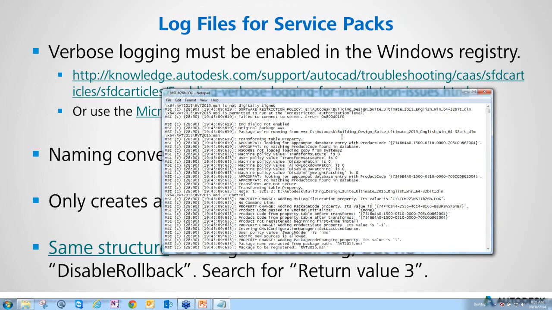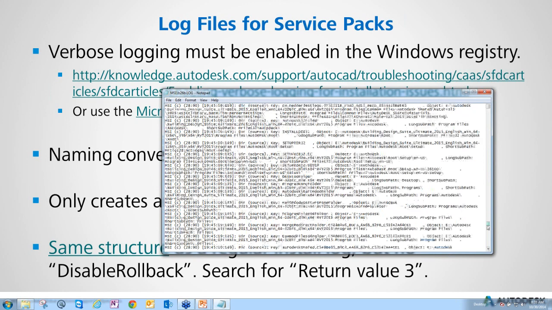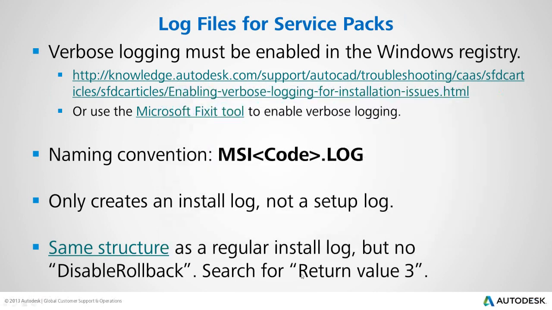The only thing that is different is that it doesn't include disable rollback anywhere in it. So when you're doing your search, your only option really to narrow it down is to search for return value 3. So run that through the WI logs utility first. Usually that will pull out the error. If it doesn't, then you're down to doing your search for return value 3.